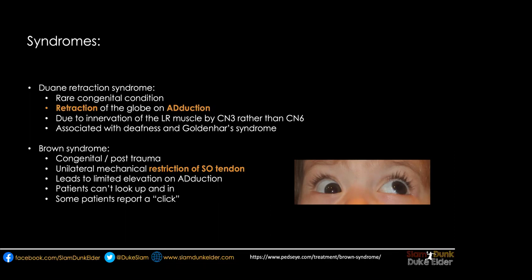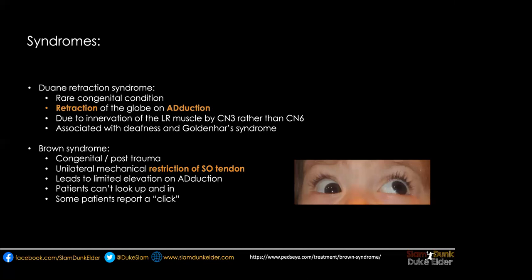Goldenhar syndrome is a congenital defect of incomplete development of your ear, your nose, and your soft palate. So that could be an exam question. It's just linked, the 2 syndromes are linked. Whereas Brown syndrome is also a congenital syndrome. It can be after trauma.